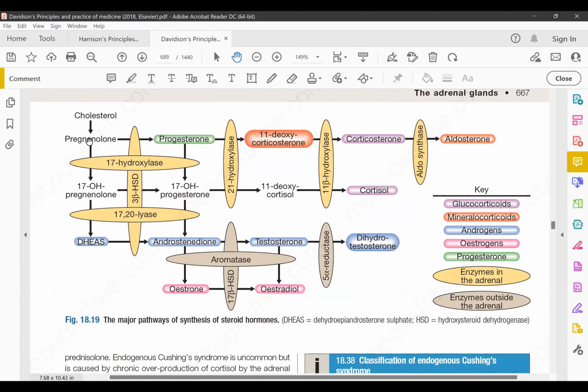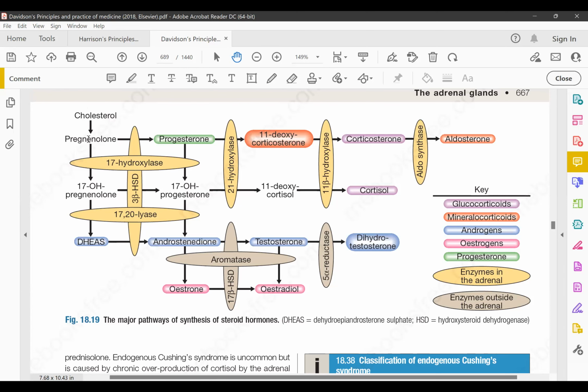Steroid hormone synthesis. Cholesterol, pregnenolone is the first thing that happens from cholesterol. Pregnenolone has to be converted into progesterone by 3-beta HSD. Progesterone, 21-hydroxylase, 11-deoxycorticosterone, 11-beta hydroxylase, corticosterone, which is a glucocorticoid. Then there is an aldosterone synthetase, mineralocorticoid. This is a line of synthesis of mineralocorticoid.